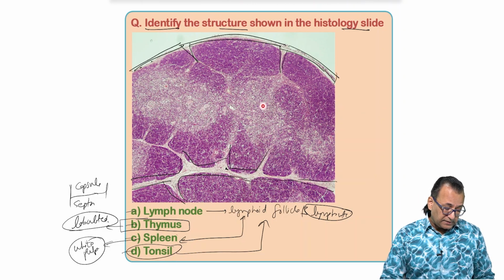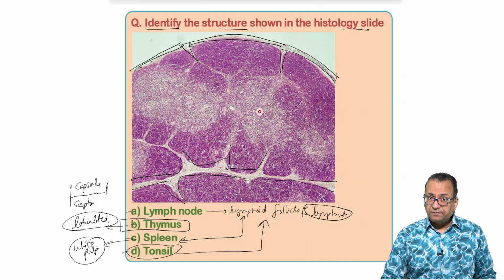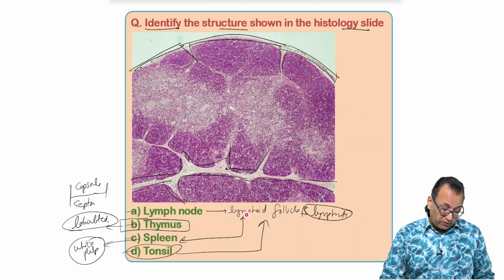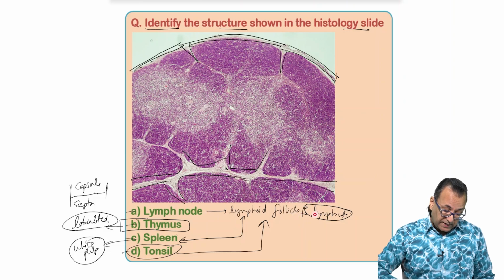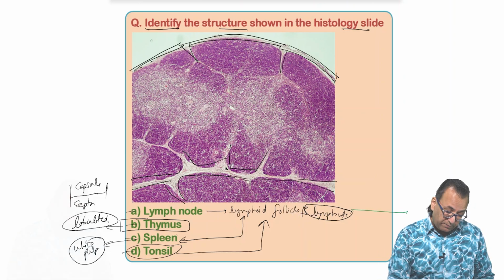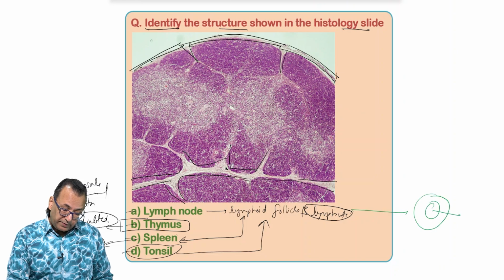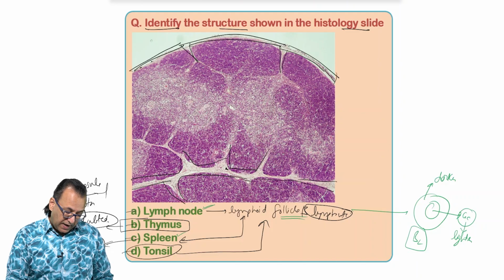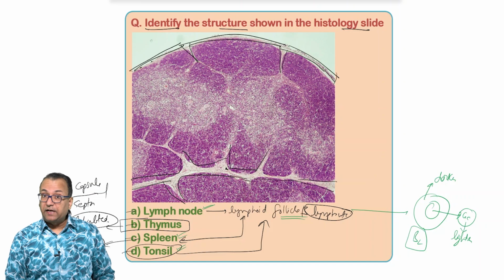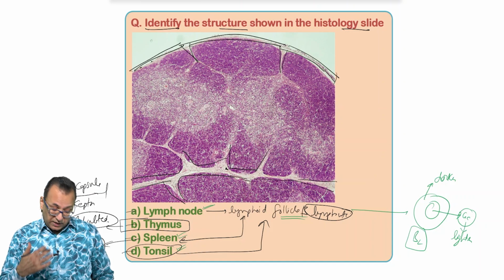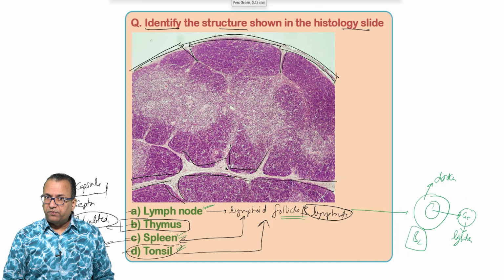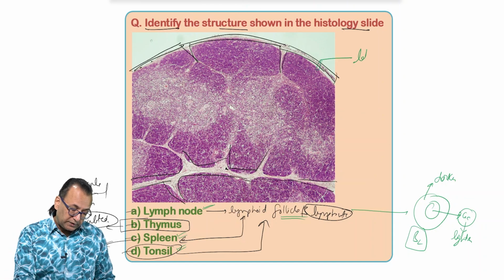So, the very first thing is, if I don't find lymphoid follicles, then it is not going to be lymph node, because lymph node has lymphoid follicles with B lymphocytes. If you look at the diagram, the follicles will have a germinal center. The germinal center will appear lighter, and the periphery will appear darker. These are all B lymphocytes forming the lymphoid follicles. This is seen in lymph node, spleen and tonsil, but it is not seen in thymus.